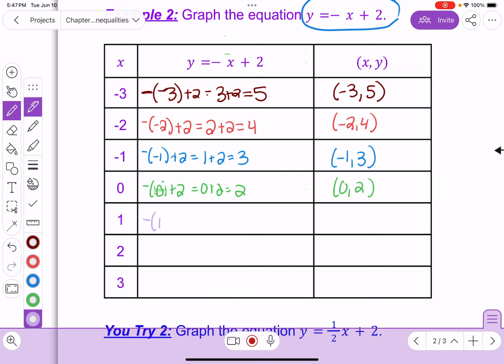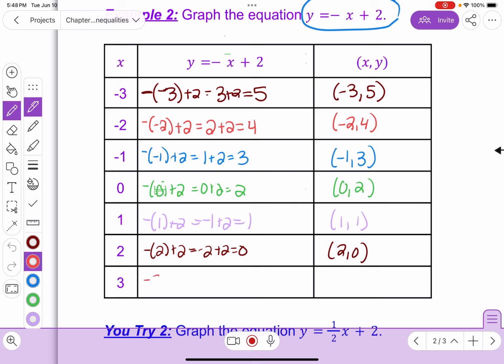Then negative 1 plus 2 is 1. So we have 1, 1. Negative 2 plus 2 is 0. So this becomes 2 comma 0. And the last point is going to be negative 3 plus 2, which is negative 1. So we have negative 3, negative 1.